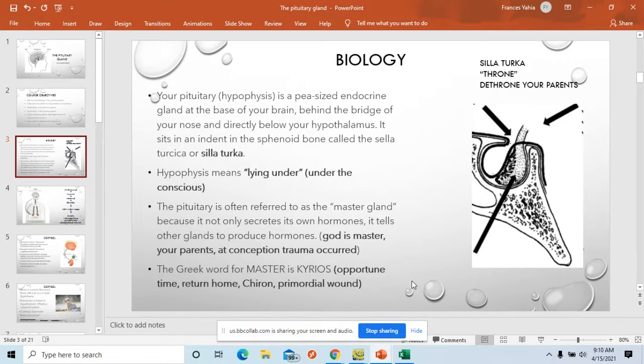The Greek word for master is Kyrios, and I'm going to talk about the opportune time, the return home, Chiron, and the primordial wound. I will link that into astrology, into mythology, and this idea of opportune time, of when it's appropriate to dethrone our parents and assume the throne.